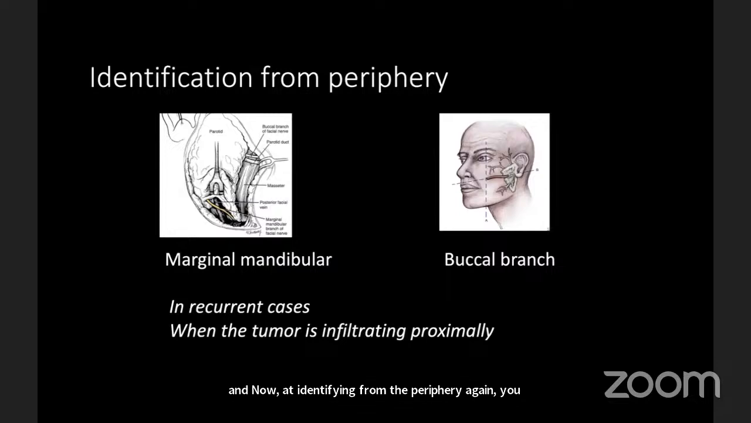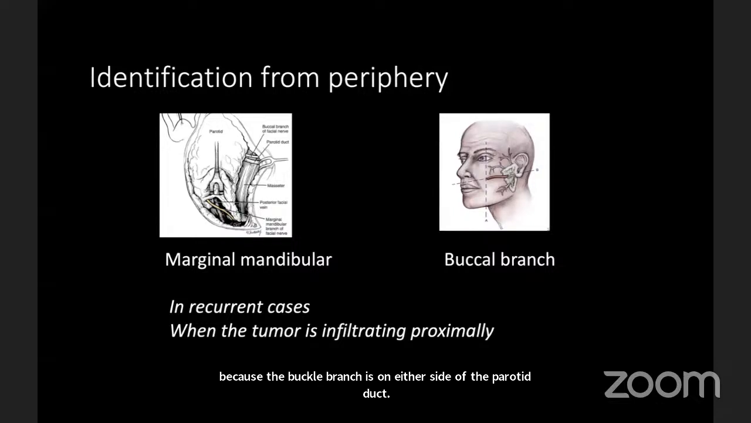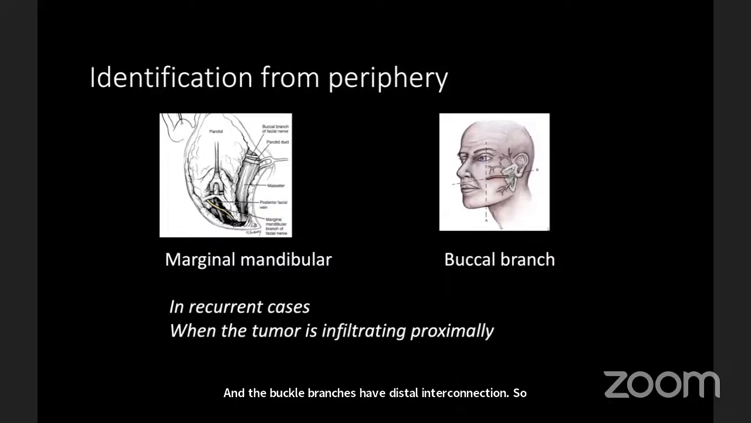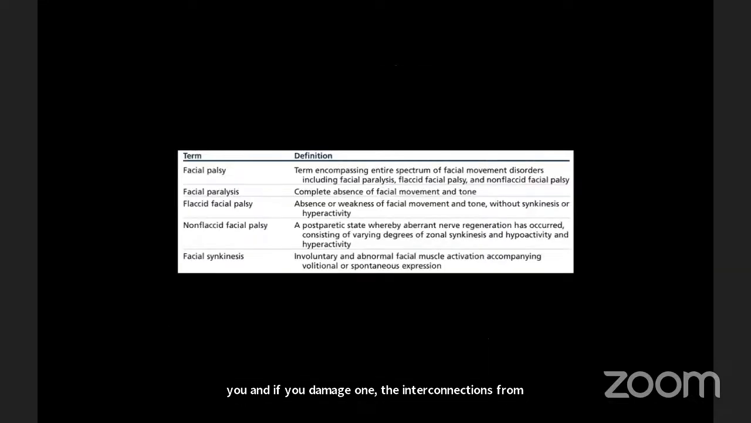The marginal mandibular less so, the buccal branch better, because the buccal branch is on either side of the parotid duct, and the buccal branches have distal interconnections. So even if you damage one, the interconnections from the other will not affect the effector organs.